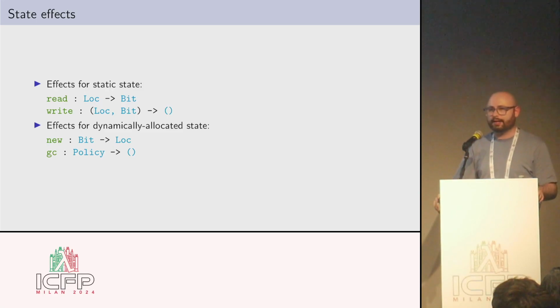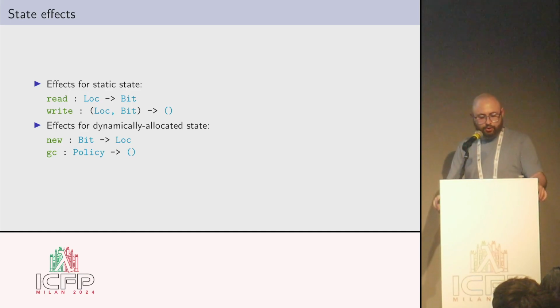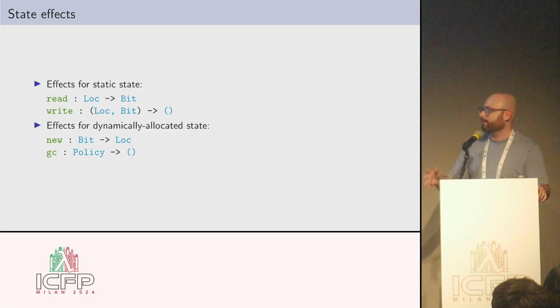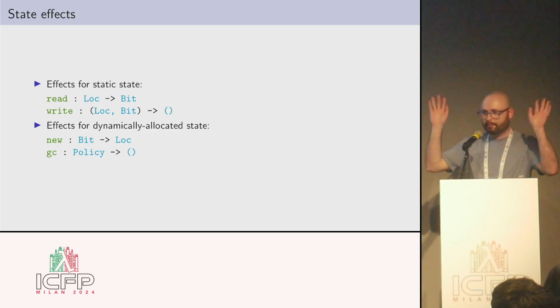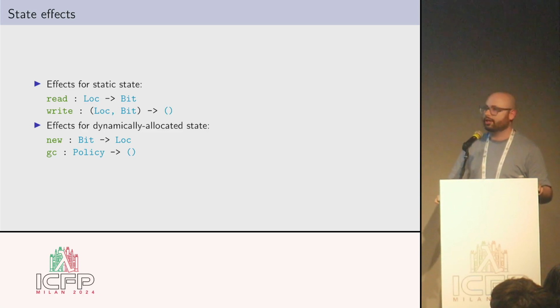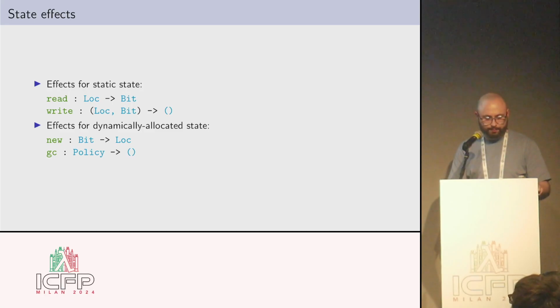But what happens if we want dynamic state or local state? We can have one operation called new, which takes a bit for our new location and returns the fresh location. We could also, for example, have GC for garbage collection, which takes a garbage collection policy and does some magic behind the scenes that changes the shape of the heap. These two classes are sort of different from each other.